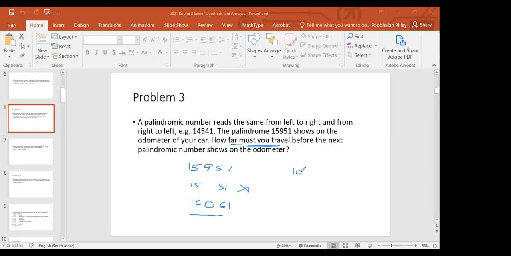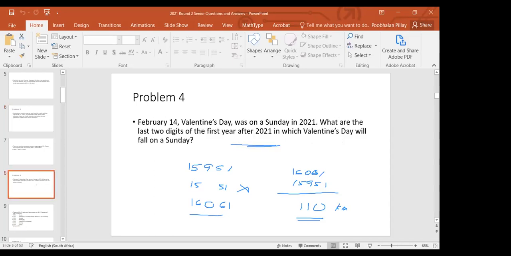And the question is, how far must you travel before you get this? So all you have to do is take the new one and subtract from it the old one, and you get the answer, 110 kilometers. So you have to travel 110 kilometers before this happens. So that's the answer to your question. Okay, let's proceed to question 4, or problem 4.